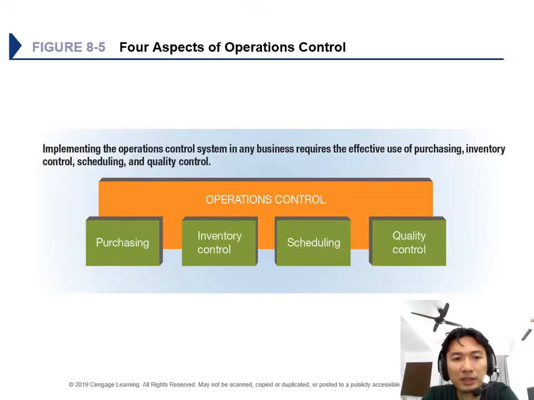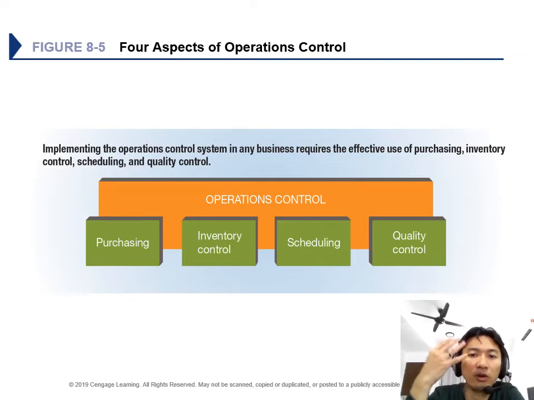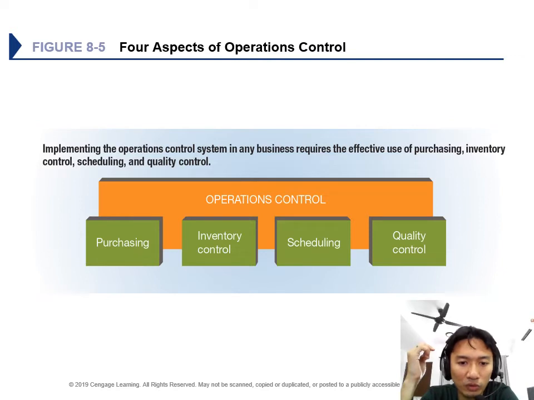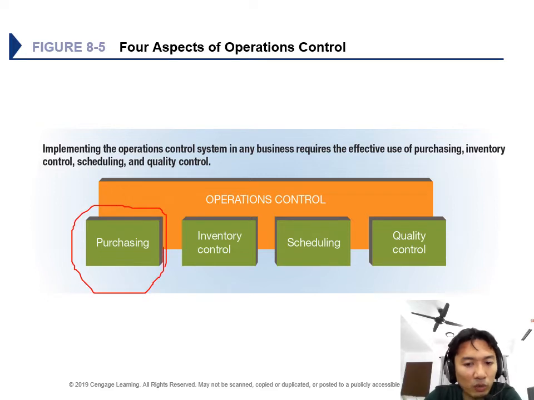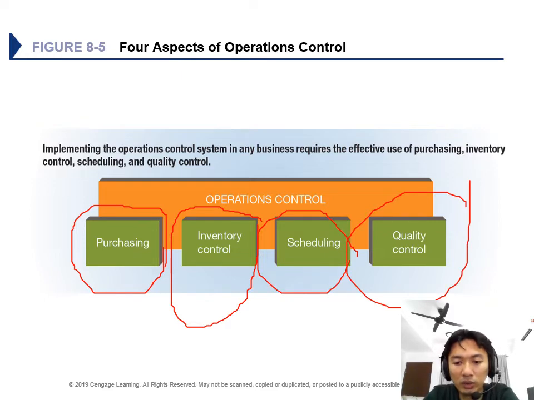The next part brings us to another term we call operations control. There are 4 important areas of operations control. The first one is purchasing. When it comes to operations control, we want to control operation. So purchasing. We also have the second area, inventory control, scheduling, and quality control. This is what we're going to look at slowly.